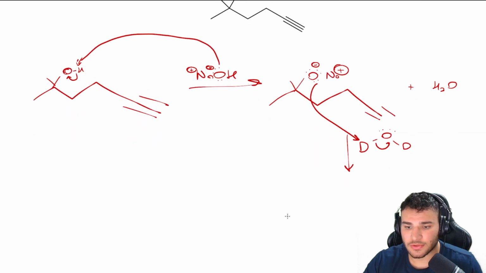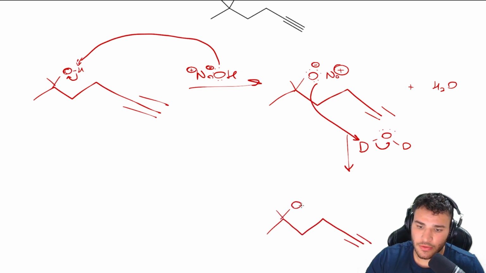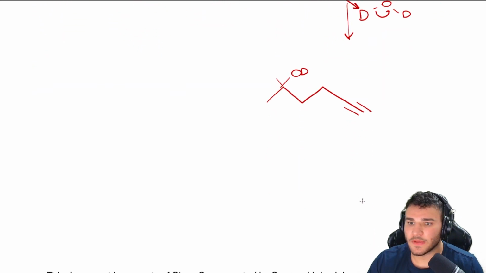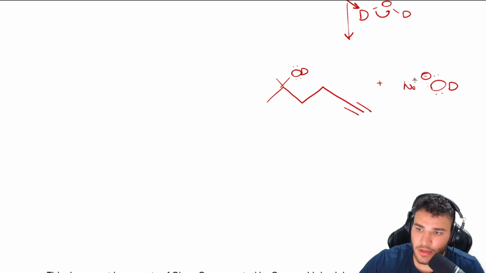Let me zoom down and scroll down a little bit. We end up with our final product in which we have this OD. I know my face is kind of blocking, so let me move down a little bit more. Now we have this OD and we just have 2 lone pairs over here. And we have that side product from which we stole the D. We have this negative charge and we have that sodium from before.